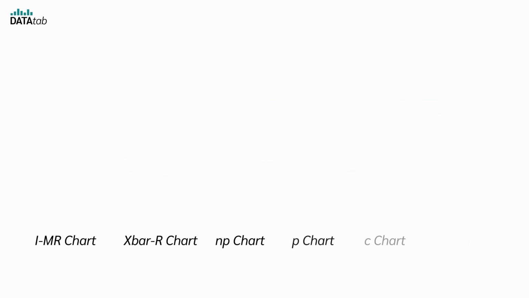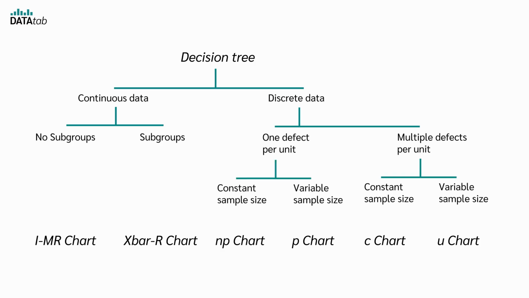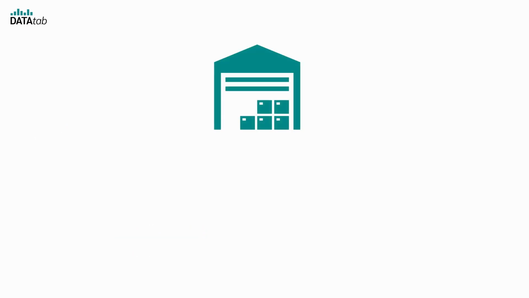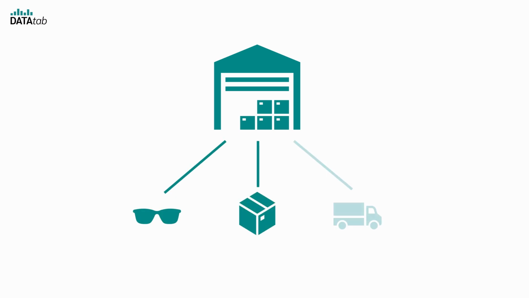Depending on the format in which the data is available, different types of control charts will be used. In this video, we talk about the Xbar-R chart. To understand this, let's first look at an example of an Xbar-R chart. Let's say we work in quality management at a fulfillment center. In a fulfillment center, products are stored, packed, and shipped to customers.